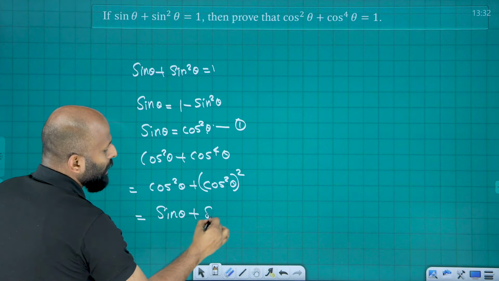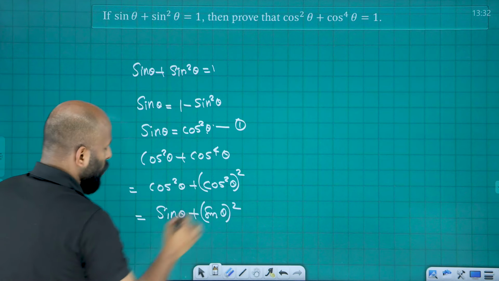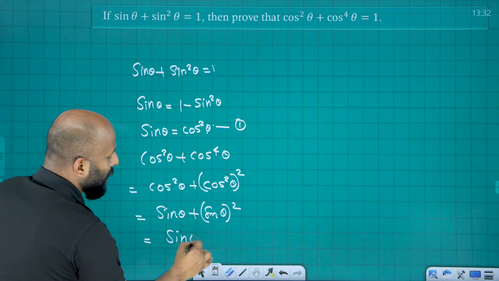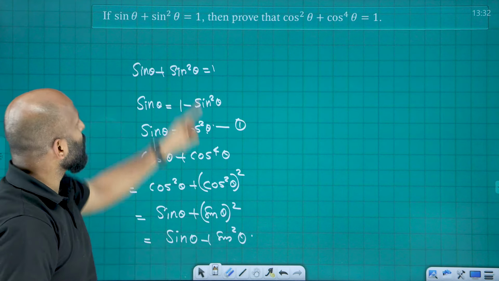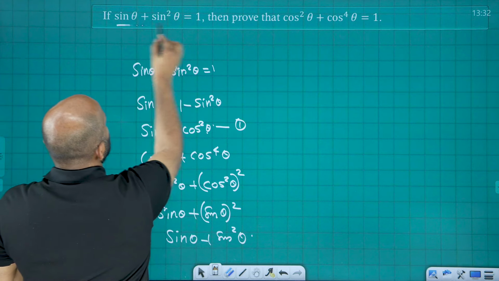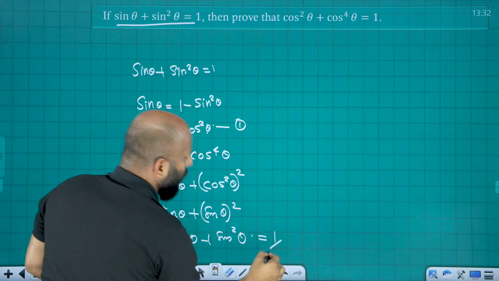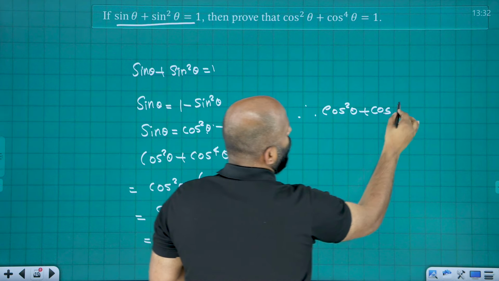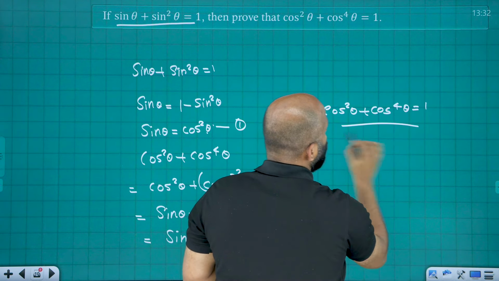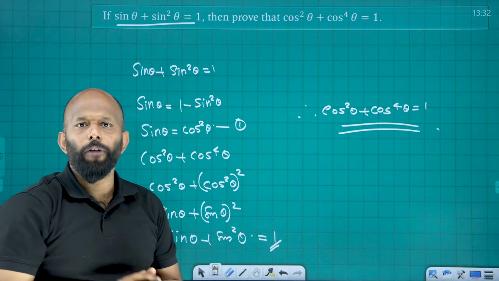This will become plus sin theta whole square. That is equal to sin theta plus sin square theta. So what is sin theta plus sin square theta? That is already given in the question. The answer is 1. Therefore cos square theta plus cos raised to 4 theta is also 1, hence proved. Hope all of you understood this one.